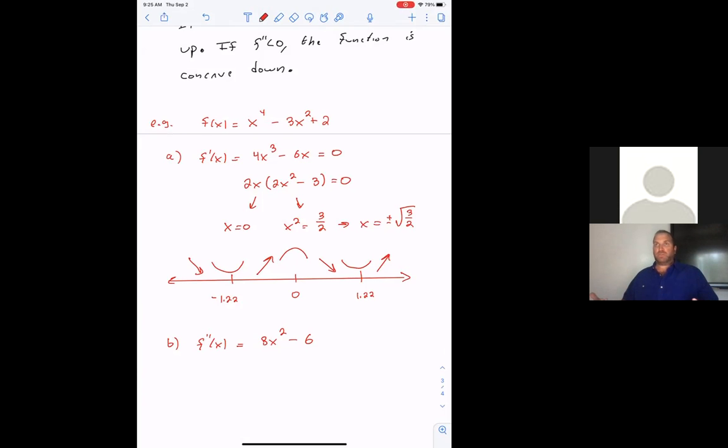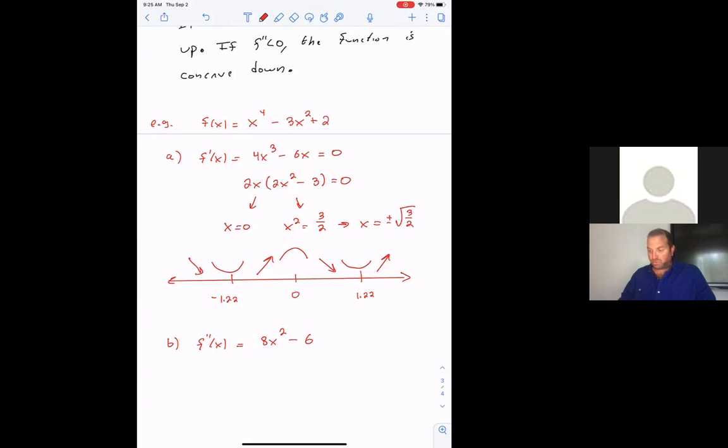Because what will the second derivative tell me? Whether it's concave up or down, whether it looks like a bowl or looks like a hill. If the second derivative is positive and it looks like a bowl, I must be at a minimum. If the second derivative is negative and it looks like a hill, I must be at a maximum.